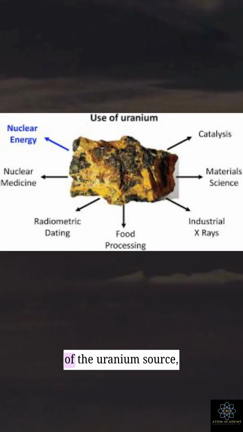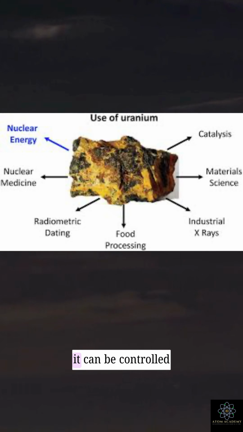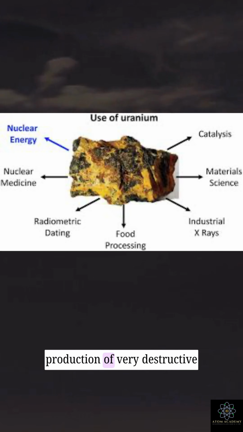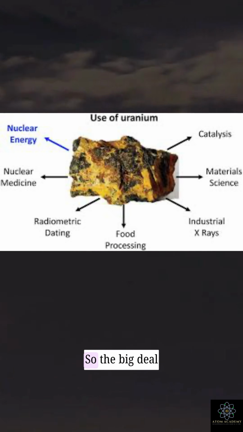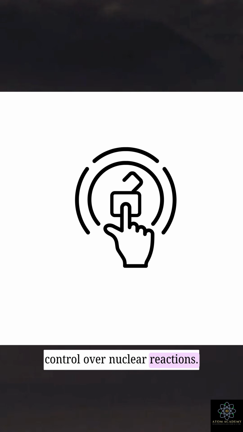Depending on the enrichment of the uranium source, its end result varies. For example, it can be controlled energy generation in nuclear power plants, or more concentrated high energy potential or production of very destructive weapons. So the big deal is mainly the control over nuclear reactions.